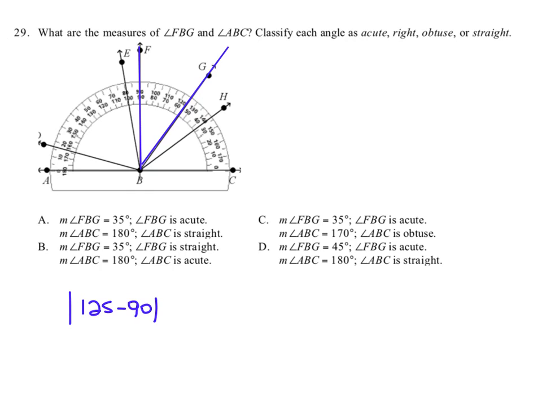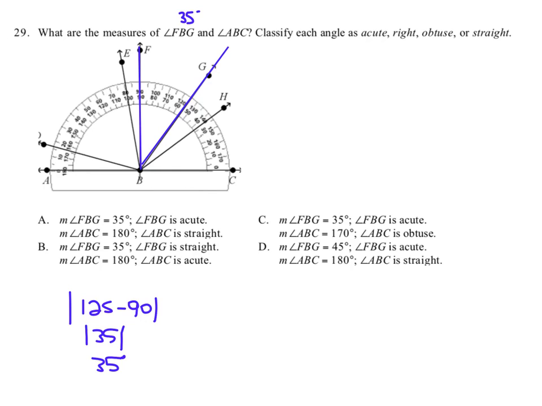We always take the absolute value, even though this I can see is going to work out to be positive. Okay, and we get 35 degrees for that one. I'm going to label it up top here as 35 degrees. Okay, and 35-degree angles are acute.